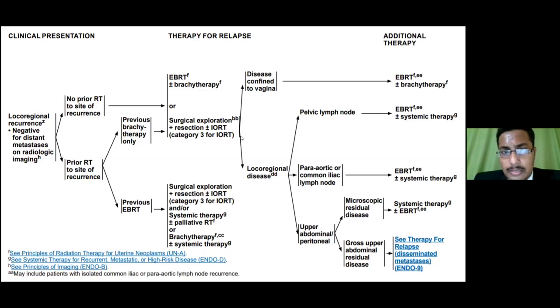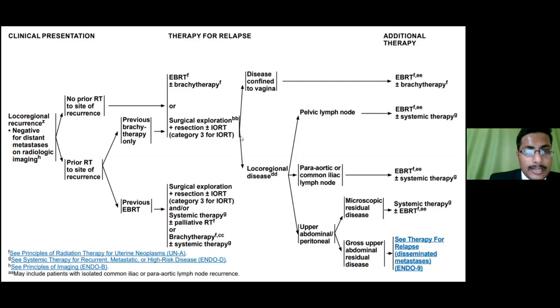And after the external beam radiotherapy or the brachytherapy and the surgical exploration, if the disease is confined to the vagina, we can go for external beam radiotherapy plus or minus brachytherapy. Or if it is local regional disease with pelvic lymph nodes, again external beam radiotherapy. With paraortic or common iliac lymph node involvement, external beam radiotherapy plus or minus systemic therapy can be combined, depending upon the histology and other risk factors. And if upper abdominal and peritoneal microscopic residual disease is there, systemic therapy.